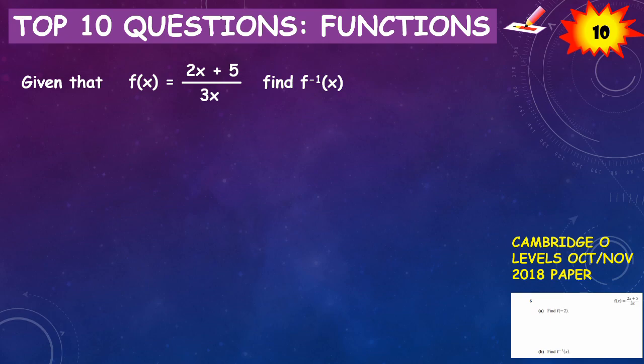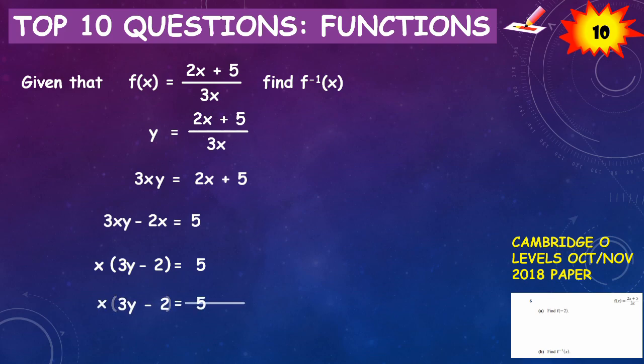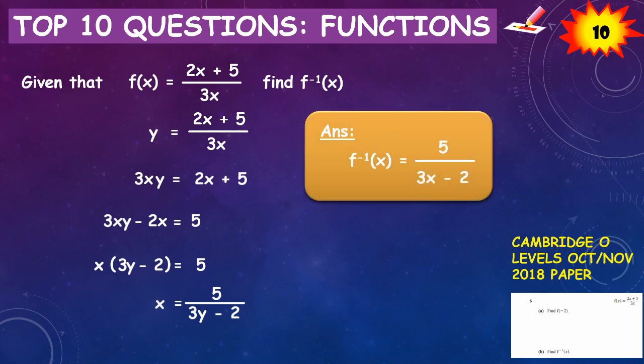Given that f(x) equals (2x + 5) over 3x, find f inverse of x. We substitute f(x) as y, and we move 3x over to multiply with y. After that, we shift over 2x to the left to become minus 2x. Okay, pay attention closely to this. This is where the trick is. We factorize x out from our equation on the left. Once we have successfully isolated our x, we can move the rest of the terms over to the right. So the answer for our f inverse of x is 5 over (3x minus 2).